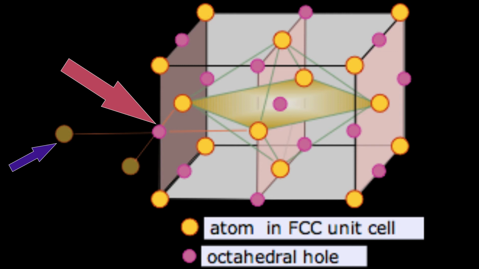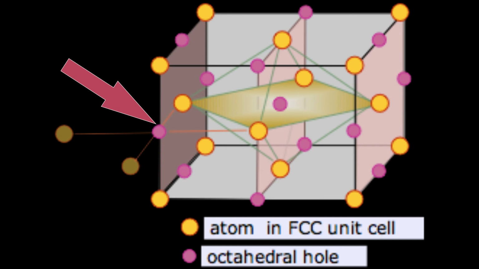Yes, now pay attention to that pink atom again. That pink atom is surrounded by how many yellow atoms which are neighboring to it, which are the closest neighbors for that pink atom? 6 atoms are there.